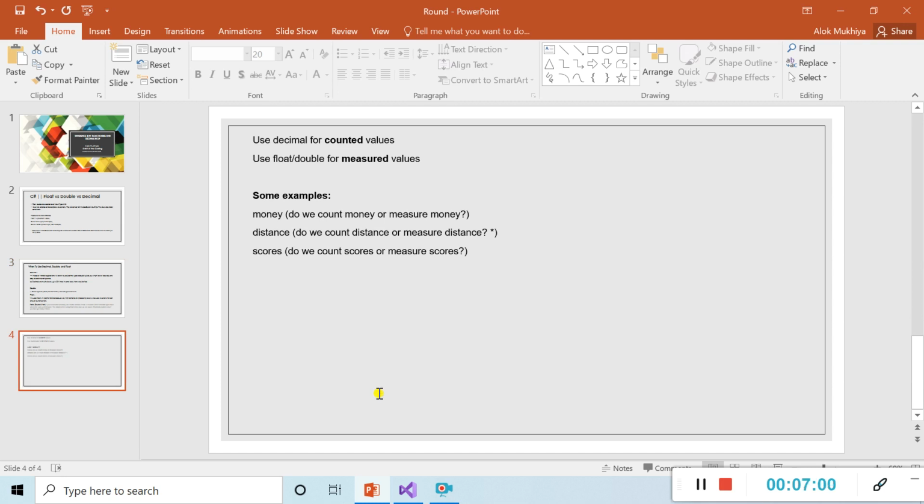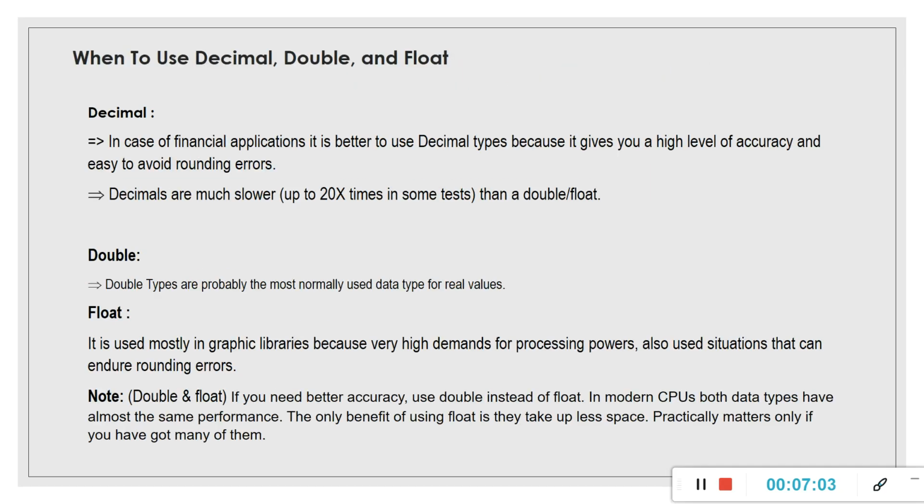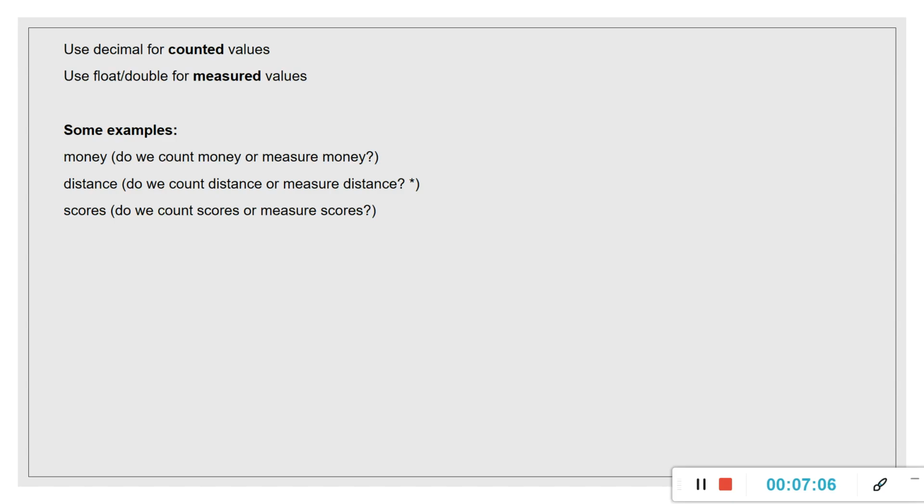So I'm going to the next slide. So it's a simple way to decide when to use decimal and when to use float. Use decimal for counted values. If you count anything, in that case, use decimal. Use float or double for measured values. An example is money. Do we count money or measure money? Yes, we count money, so money uses the decimal data type.